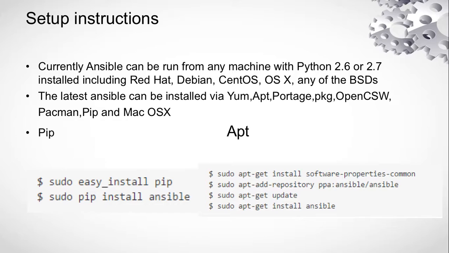Here are some setup instructions of Ansible. Currently, Ansible can be run from any machine with Python installed, including all the systems, except Windows. The latest Ansible can be installed via yum, apt, and many other packages. Here are two examples of Ansible installation via pip and apt. As you can see, the commands are very easy.